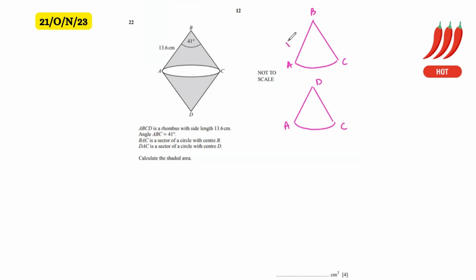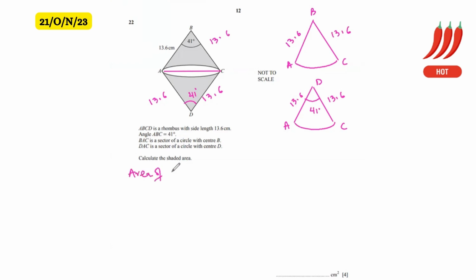So for BAC, it's 13.6. Since it's a rhombus, all lengths are going to be the same, and opposite angles are going to be equal. So they're basically identical sectors. They want us to calculate the area of the shaded region. So if we draw a line over here, we can see that we have two triangles, triangle ABC and triangle ADC. So we can easily find the area of these triangles.